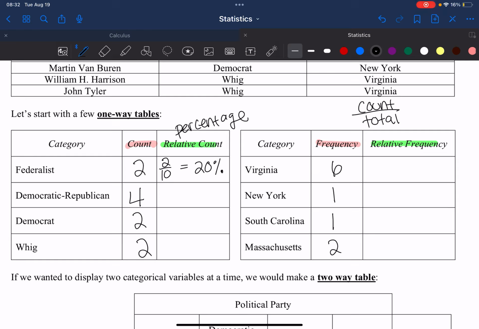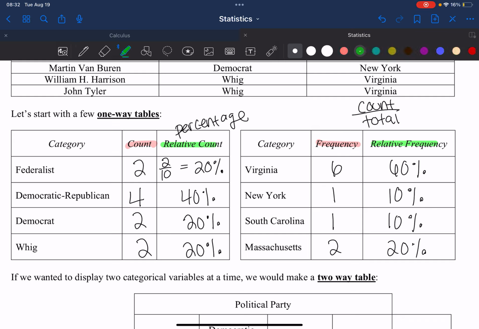Which means Democratic Republican would be 40% as the relative count. Then we have 20% and 20%. And then in the next table, 60%, 10%, 10%, and 20%.